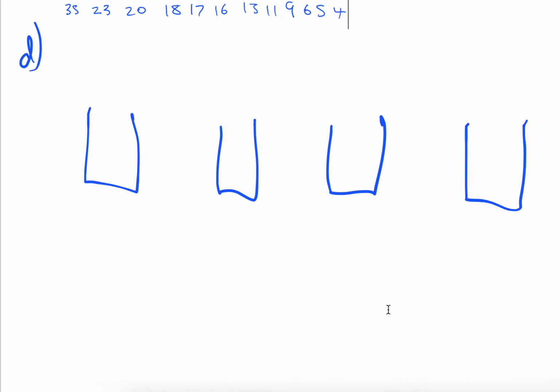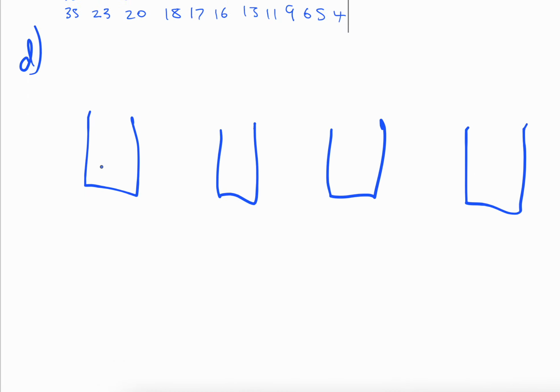Shall we begin? Yeah. 35. First. Yep, 35. 23. Does it go in the first one? No, second. Second one. Okay, 20. Third one. Are you sure? No. Don't make assumptions, yeah? Yeah. It's very easy to make a mistake on this and lose marks. Check your work.